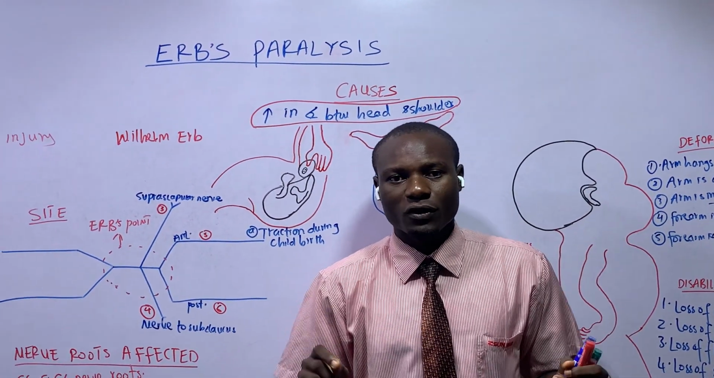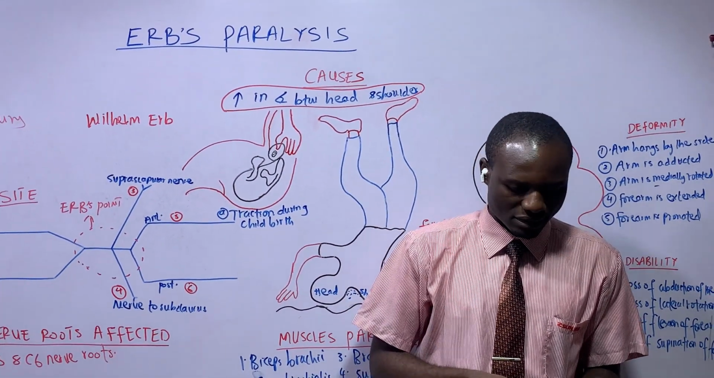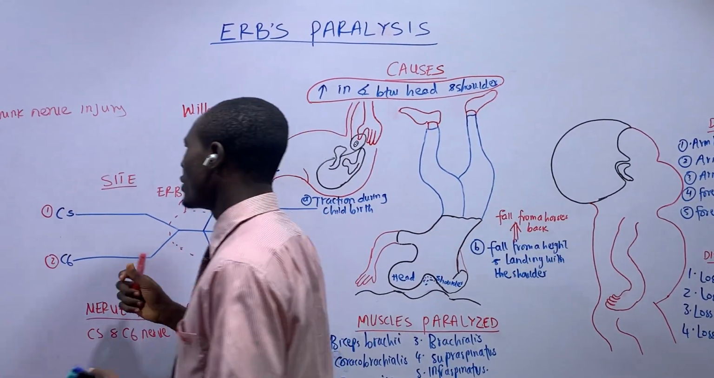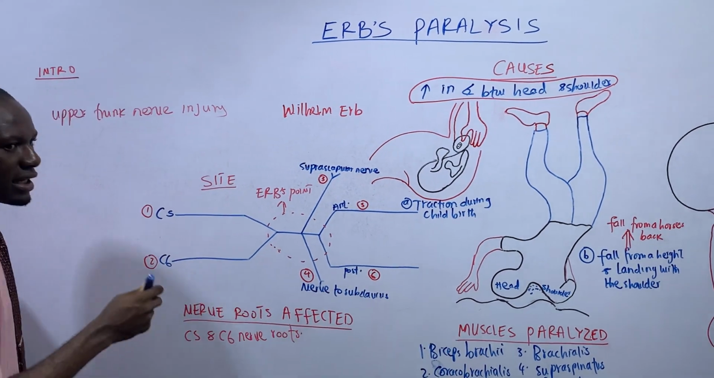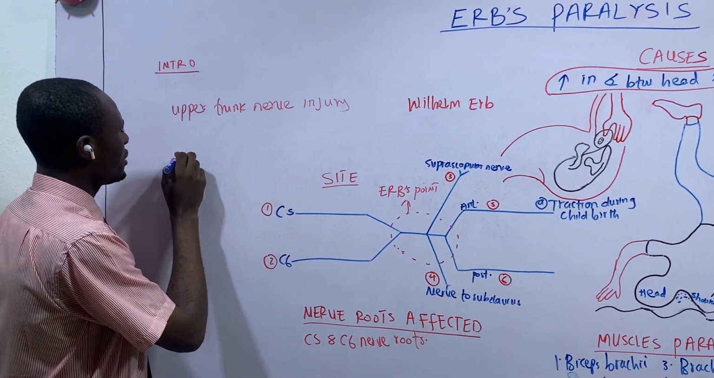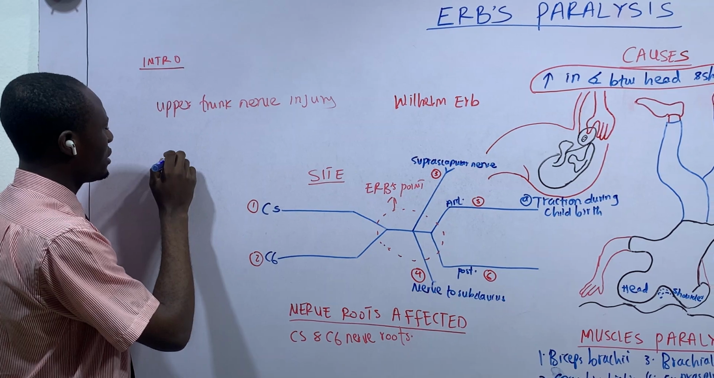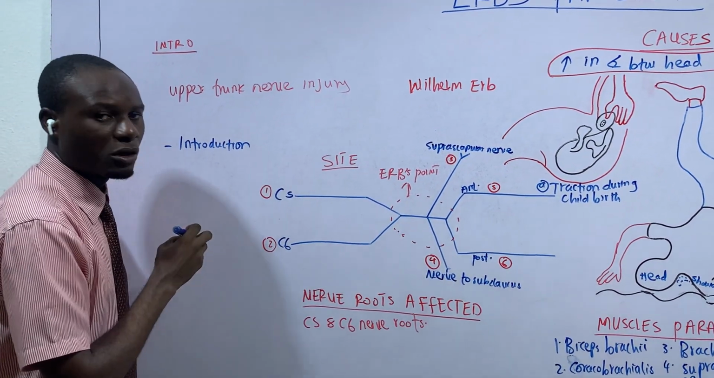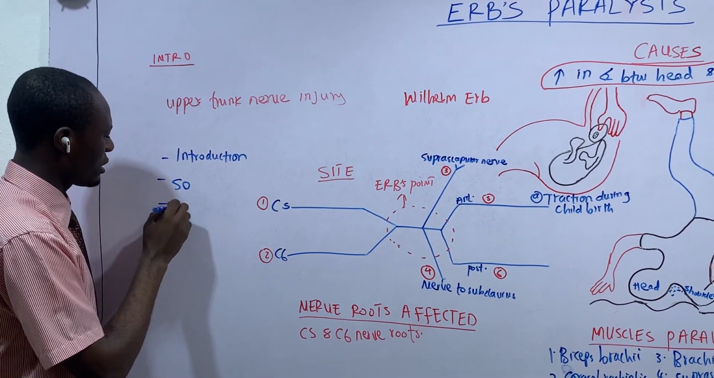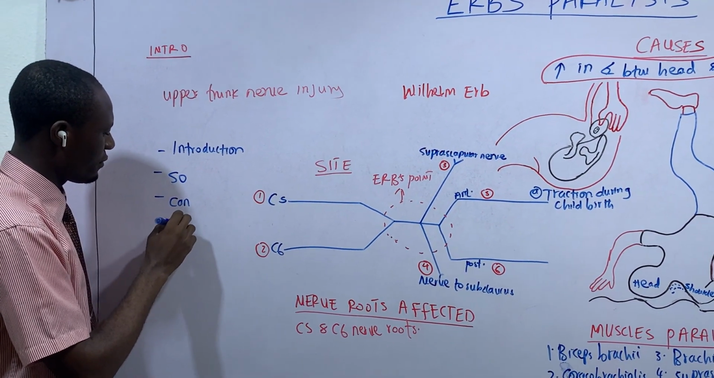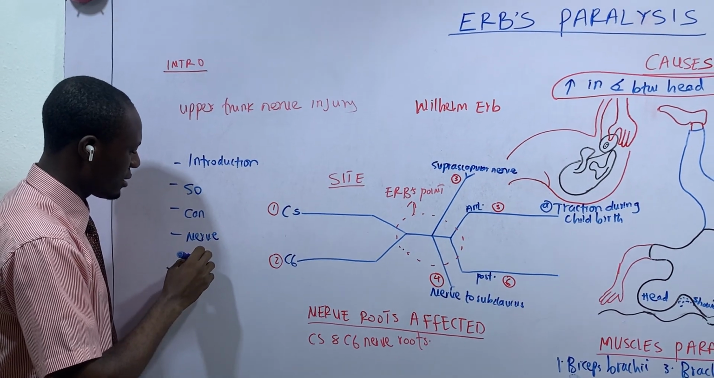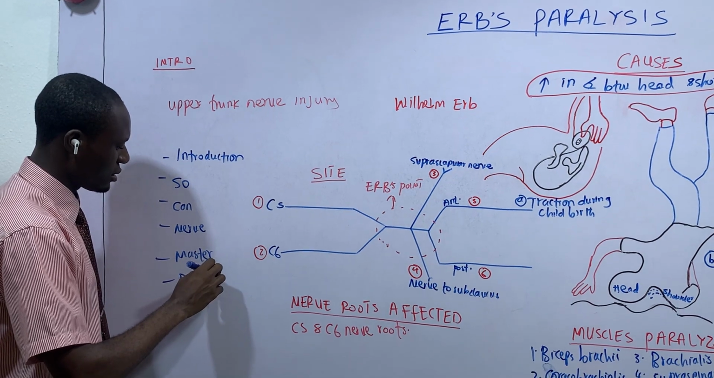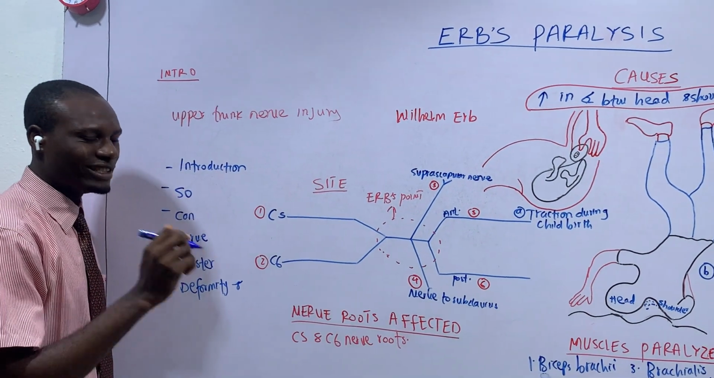What is the simplest way for you to master the sequence of events in order to be able to write very well in your theory exams? This is how to go about it. So I've developed a mnemonic. So that mnemonic is: your introduction. After your introduction, so can nerve master deformity and disability.